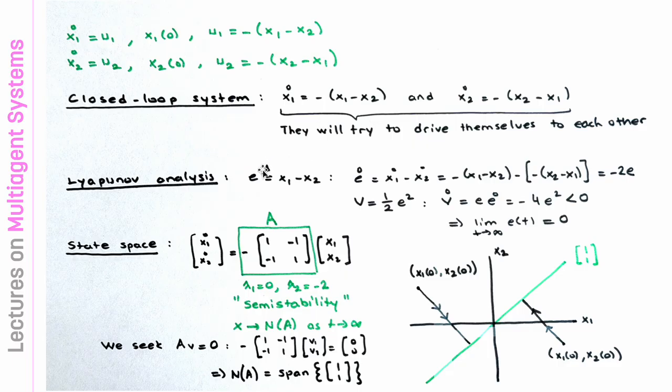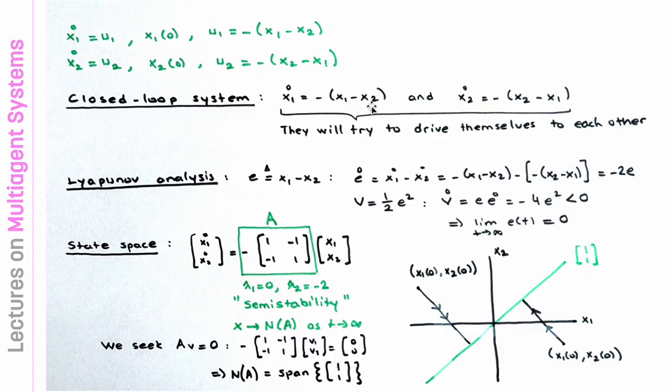So engineeringly, if you want to use a Lyapunov type of analysis, since you intuitively expect x1 and x2 to approach each other, you can form an error signal. And you can look at the e dot. E dot in this case is x1 dot minus x2 dot.